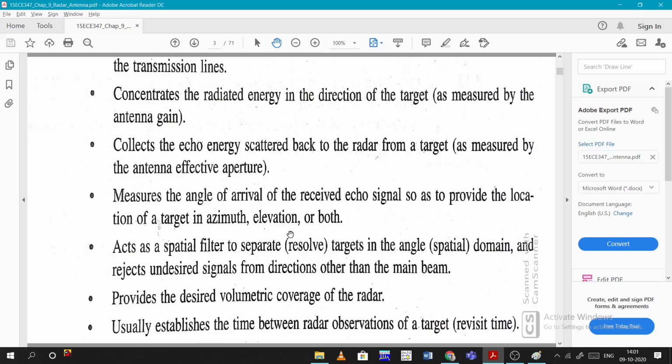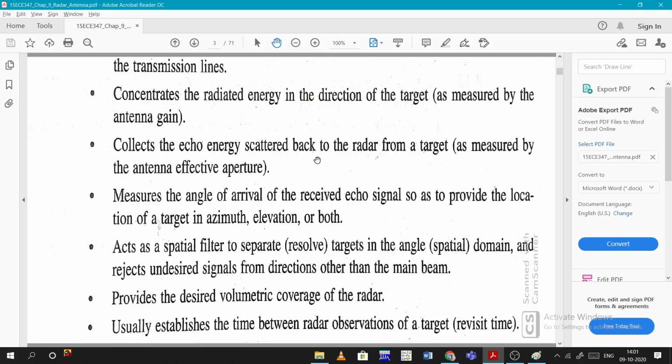Next, it collects the echo signal scattered back to the radar from a target. Next, it measures the angle of arrival of the received echo signal so as to provide the location of the target in azimuth and elevation or both. It acts as a special filter to separate targets in the angle spatial domain, and rejects the undesired signals from directions other than the main beam. So it will help us filter the signals that are coming from other targets rather than what you are mainly focused on.